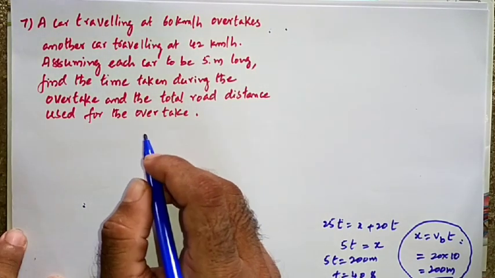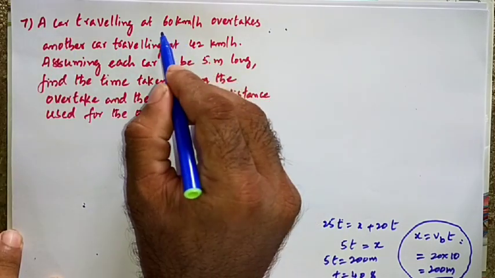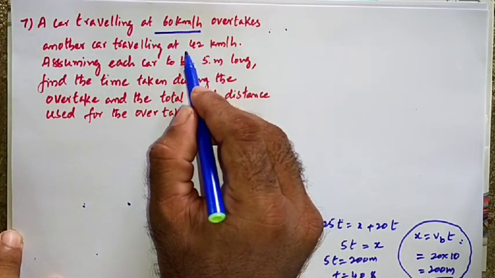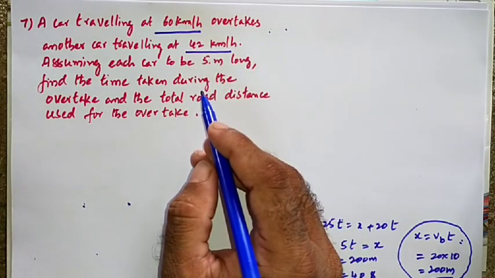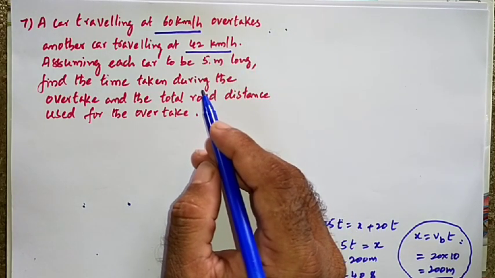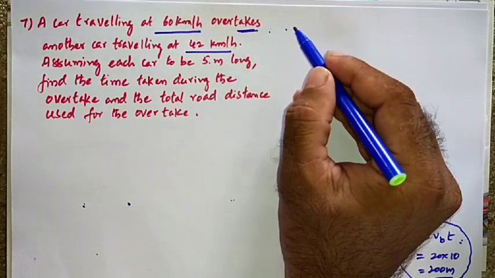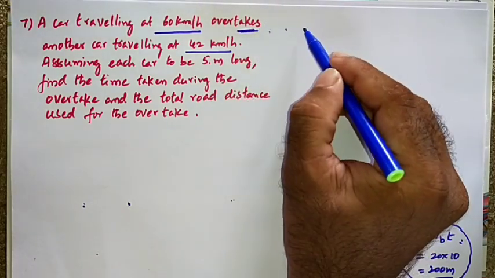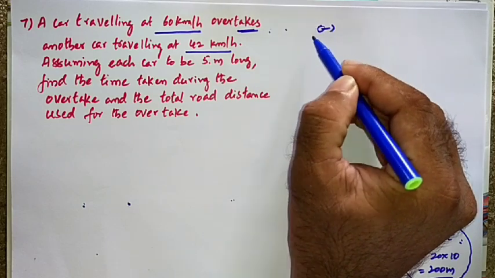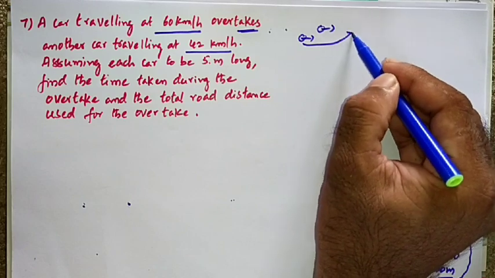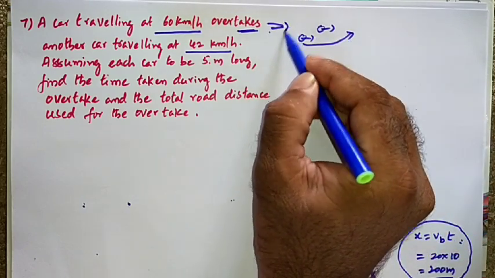See this question. A car traveling at 60 km per hour overtakes another car at 42 km per hour. Here, there are two words you will be hearing in physics: overtakes and cross. Overtakes means one vehicle is moving, and another vehicle is coming from the back and moving ahead. This is called overtakes.